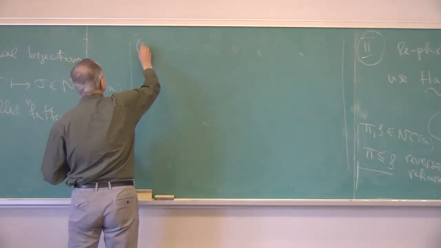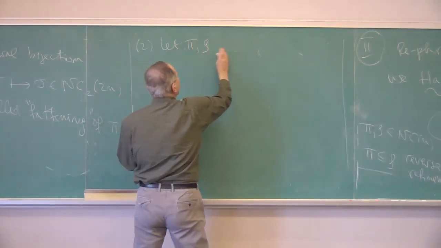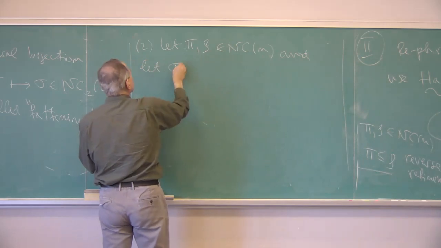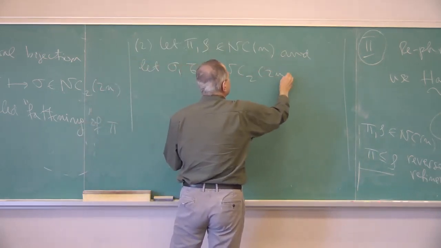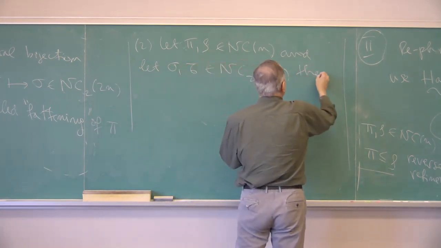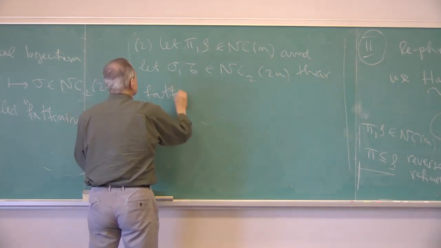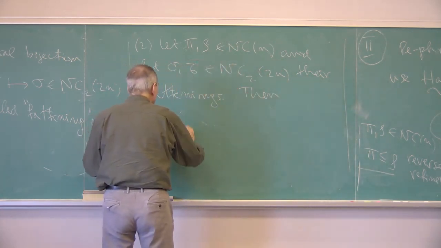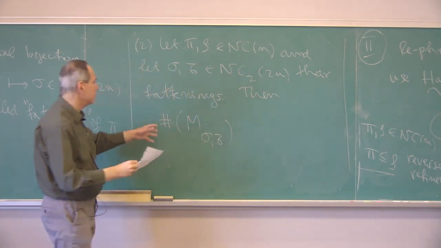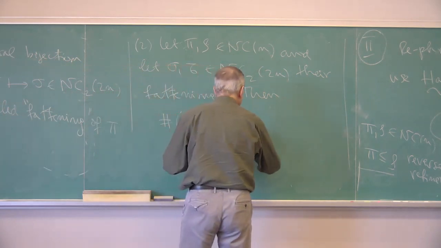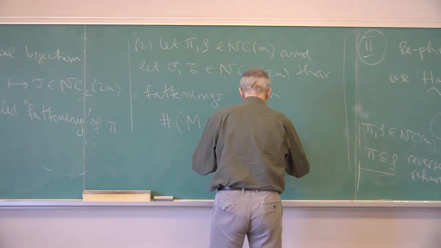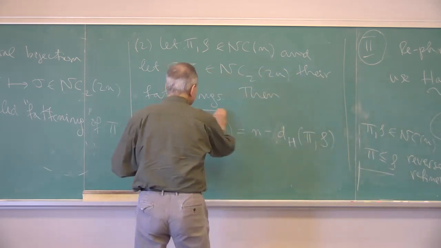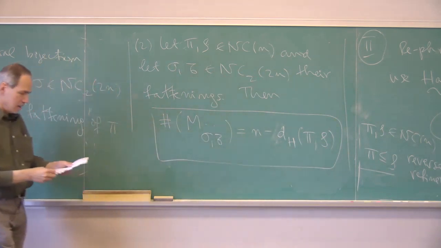So this is my second fact: if I have pi, rho in NC(n), and I let sigma, tau be their fattenings, which are therefore pair partitions of twice as many points, then the number of components of the meandric system on the fattened things is n minus the Hasse distance, this geodesic distance in the Hasse diagram between your original pi and rho.